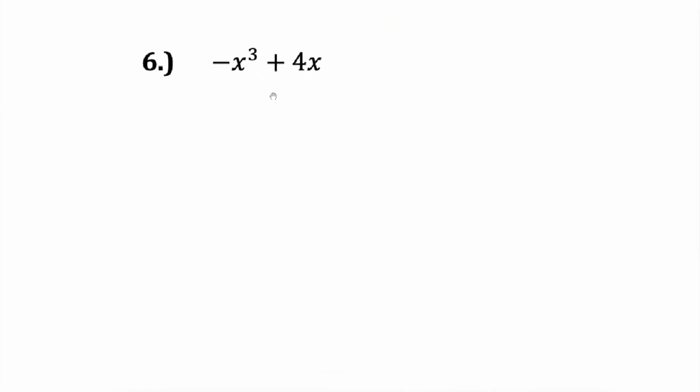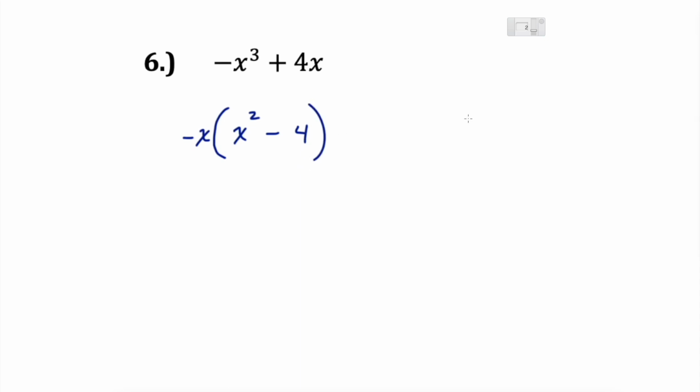We can do 6. We'll do 6. Okay, so I have a negative x cubed and I have a plus 4x. So I don't like having a negative term first. So let's take out a negative x, because there's x in both of these terms. That means we can take 1 out. So if I take a negative x out of negative x cubed, that's going to give me a positive x squared. If I take a negative x out of a positive 4x, that's going to give me a negative 4.